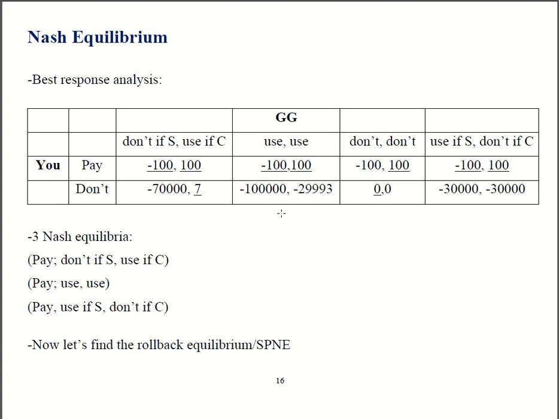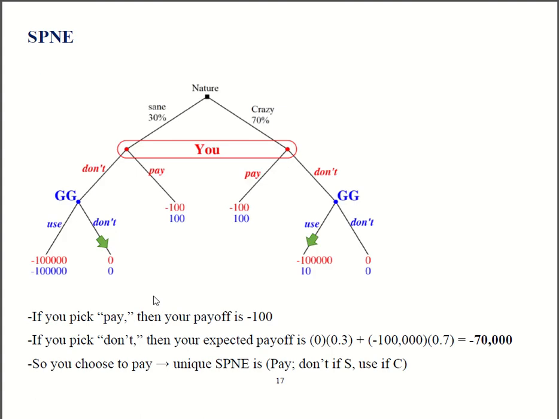So let's look at one of the other Nash equilibria. One Nash equilibrium was use. That means Grenade Guy is going to use the grenade if sane and also use it if crazy. Well, that's not credible. We know that sane Grenade Guy prefers to not use the grenade. So any equilibrium involving use is not credible. It's not subgame perfect.